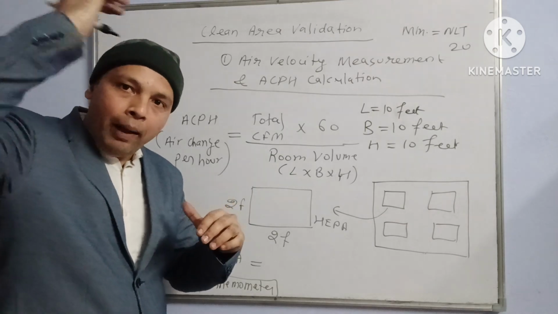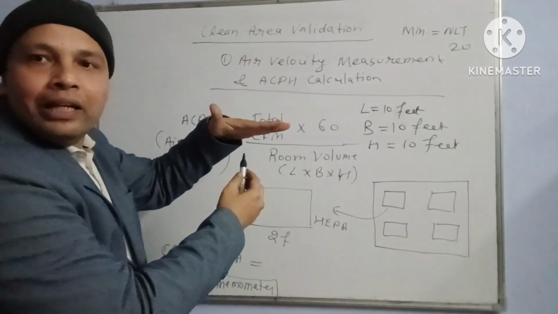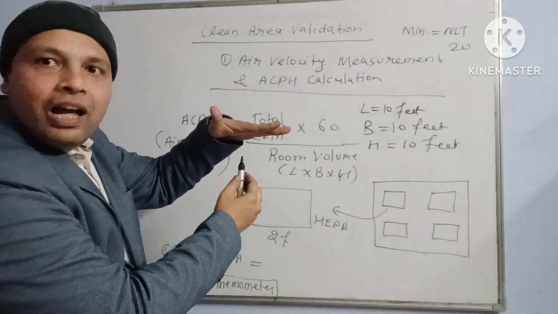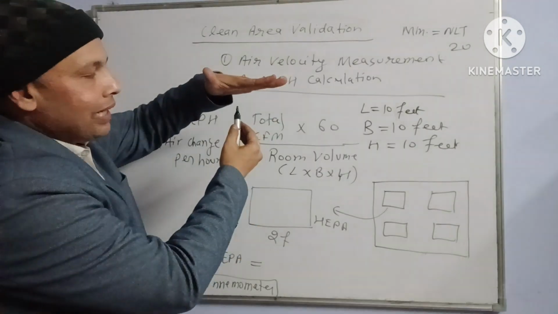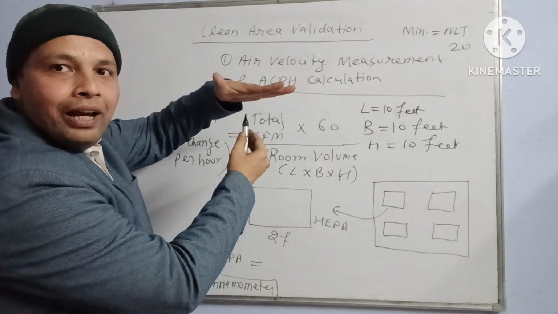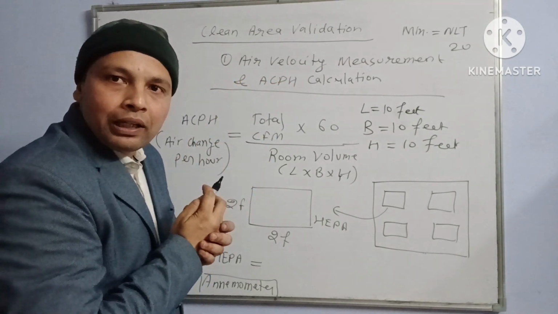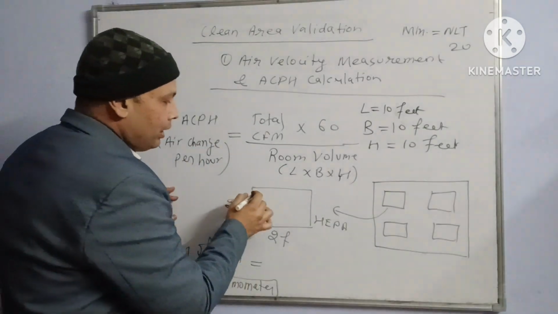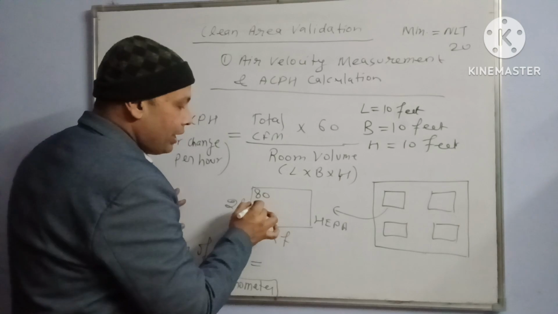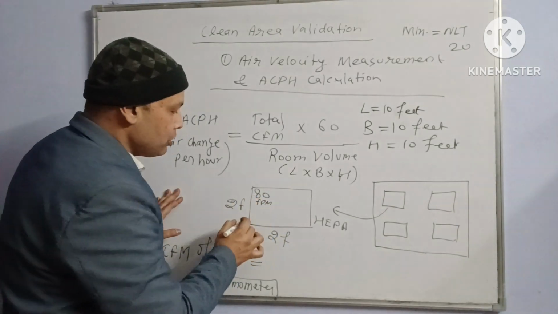On the roof, HEPAs are installed. Then, by using that anemometer, we check the air velocity under the HEPA, just like this. This is the HEPA. We check the air velocity using the anemometer, and it digitally provides the reading directly. Suppose it shows some air velocity here; the result is shown in FPM, feet per minute.